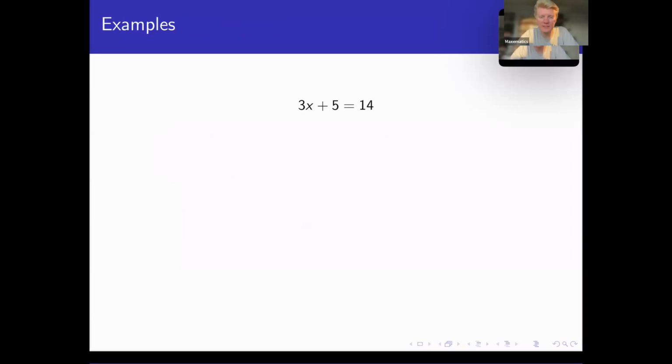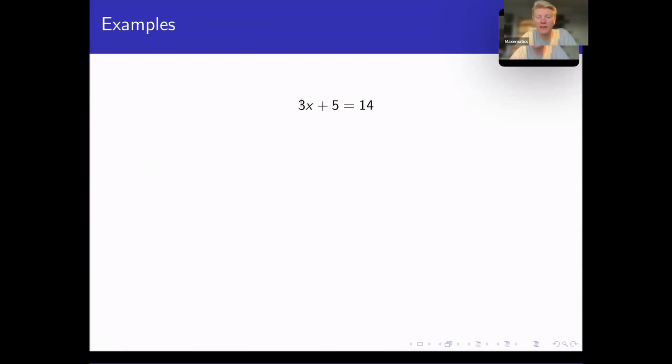Let's say we have 3x plus 5 equals 14. Well, we don't have any denominators. We don't have any parentheses. So our goal is to get x by itself. Now, think about when we do PEMDAS. PEMDAS says do multiplication and division, and then do addition and subtraction. What we're going to do is go backwards because we want x by itself.